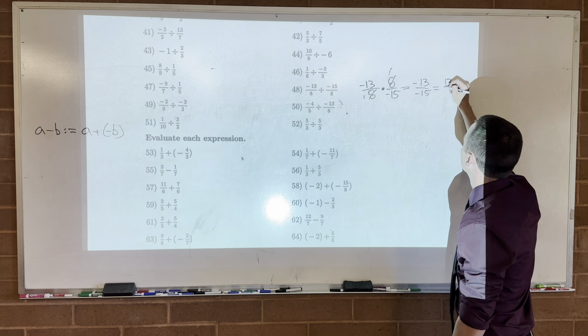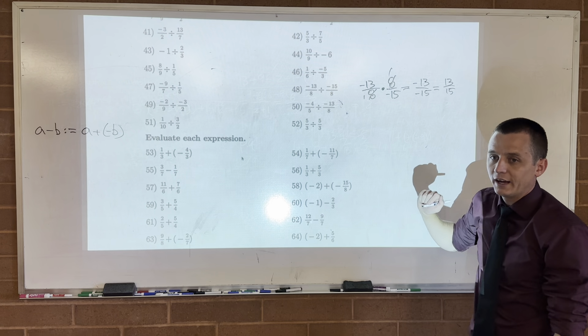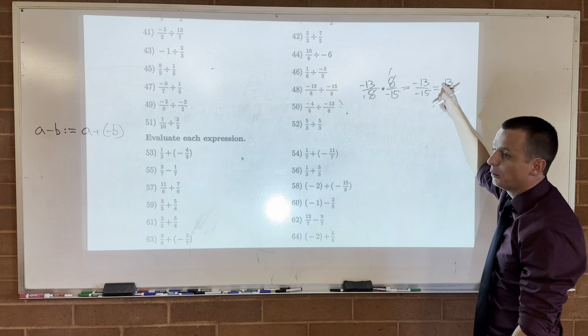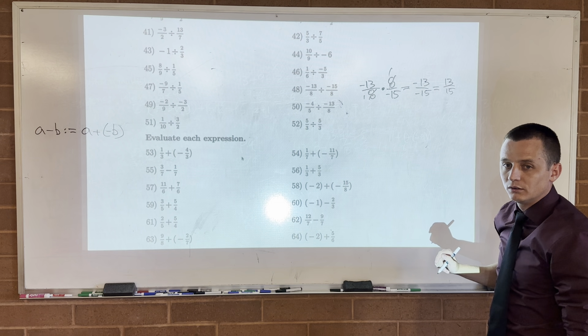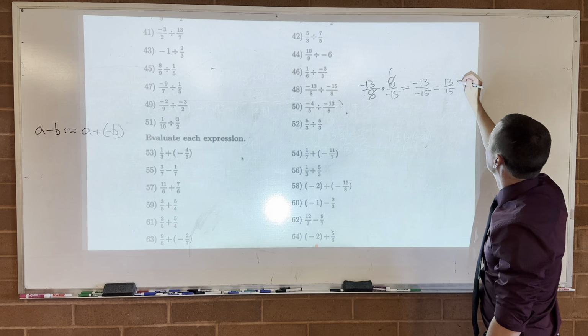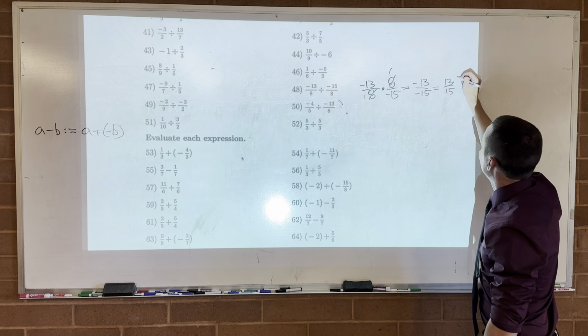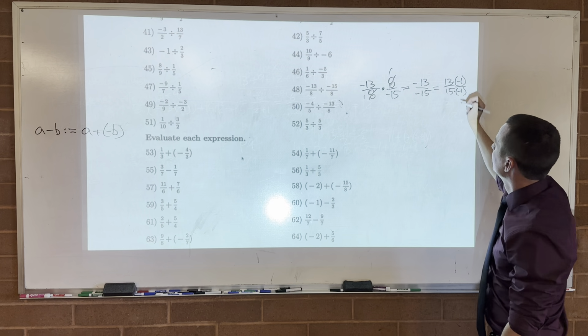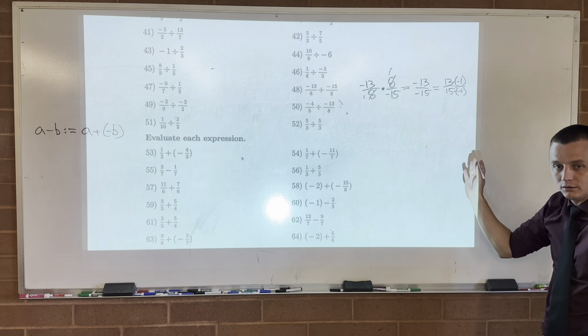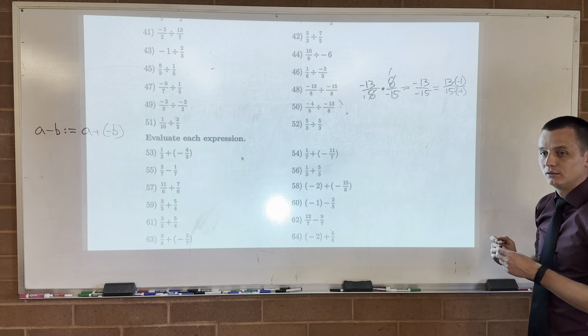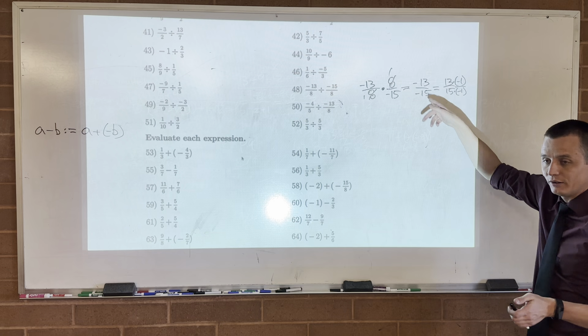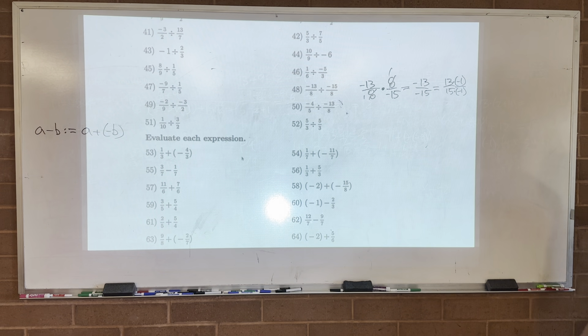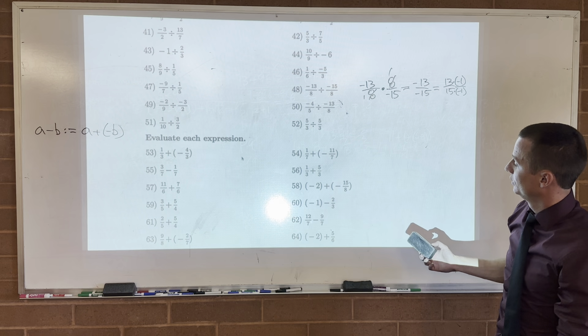13 over 15. How do we know that? We factor out negative 1 top and bottom. Right? Because this is negative 13 times negative 1 over negative 1. Negative 1 over negative 1 is just 1. So that's why you can cancel the negative out top and bottom. Same thing as multiplying by 1. Okay. Any more look interesting?